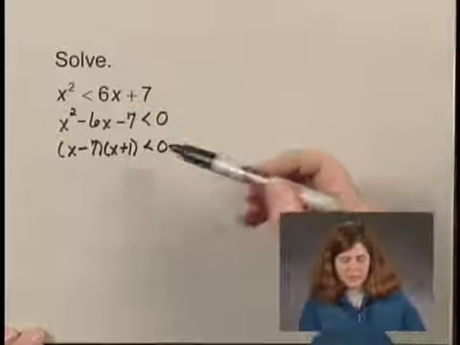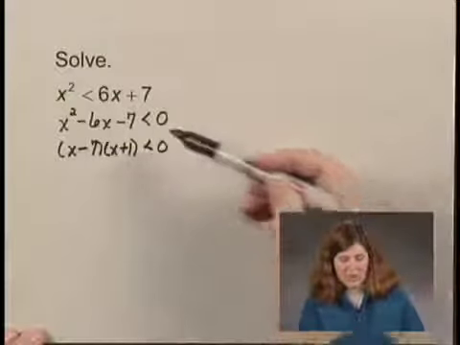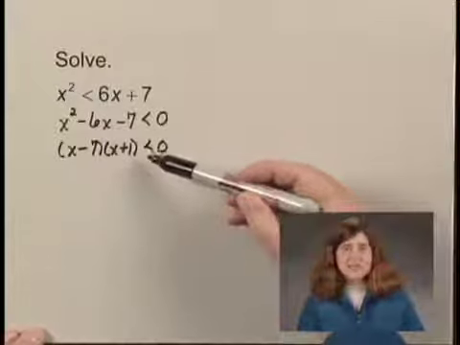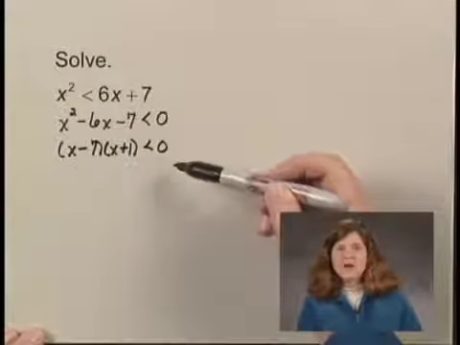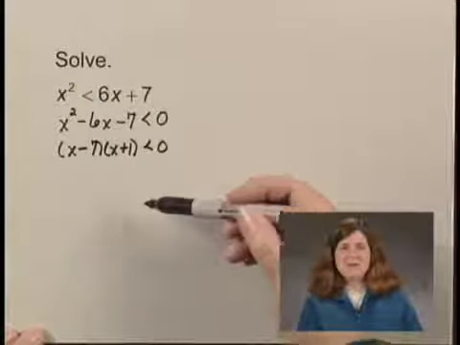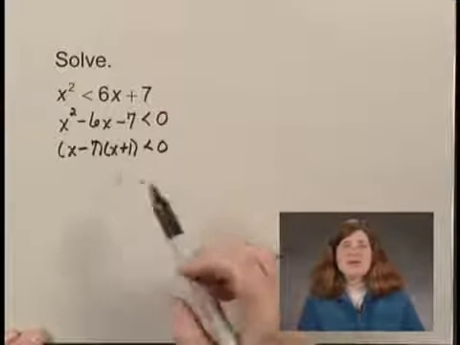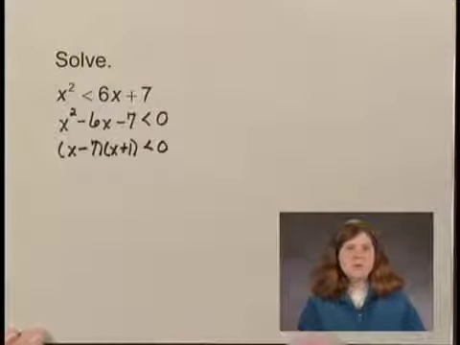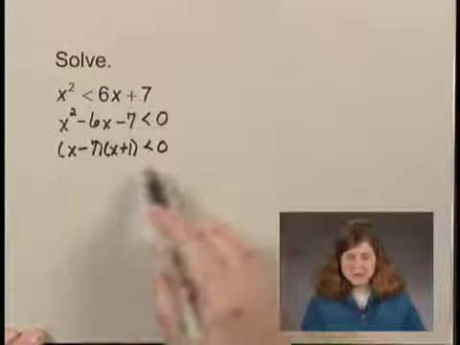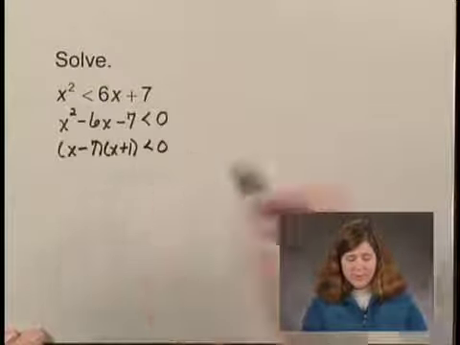Now, since a value can change from less than 0, which is negative, to greater than 0, which is positive, only by becoming 0, I'm going to solve this for 0 and then test intervals on either side of the points that make this expression 0.